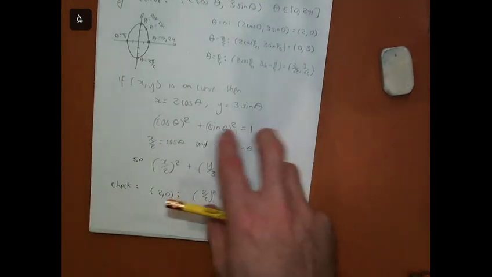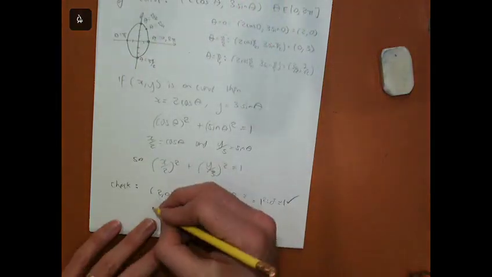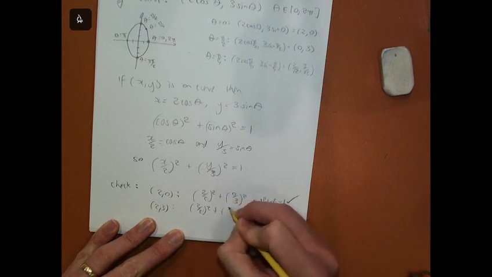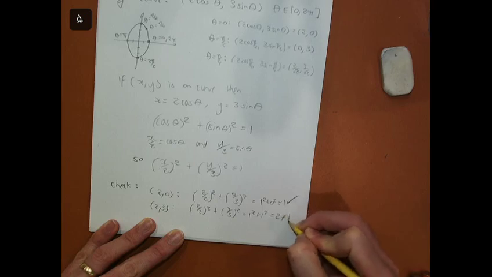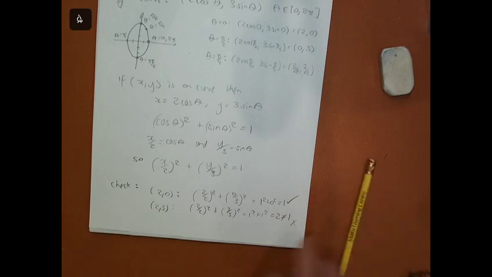Let me pick a point that's not on the curve. Let's see. Well, 2, 3 isn't, because it's over here in the corner of the box. Let me try that one. 2 on 2 squared plus 3 on 3 squared is 1 squared plus 1 squared, which is 2, which is not 1. Excellent. That point isn't on the curve, and it shouldn't be, and it doesn't satisfy the equation. So this is doing roughly what I expect it to do. Excellent.